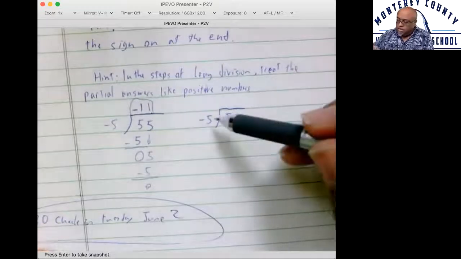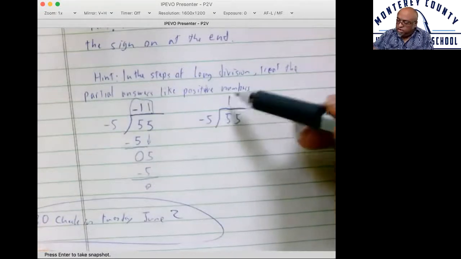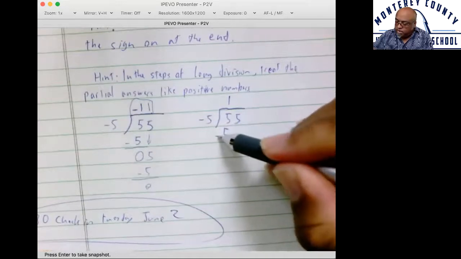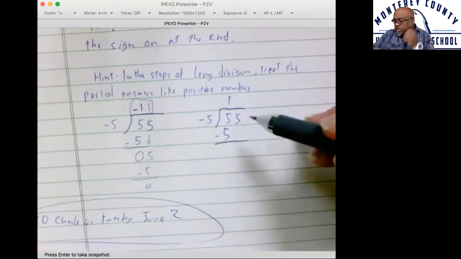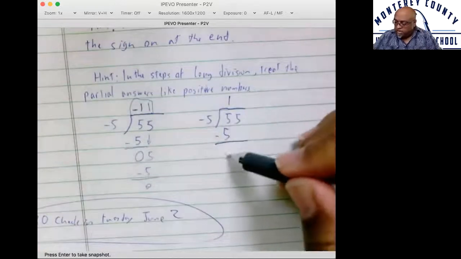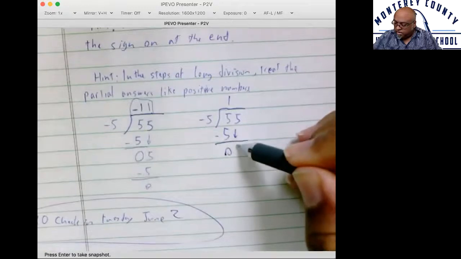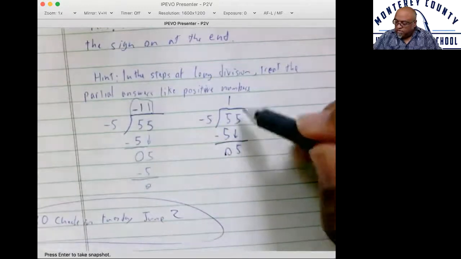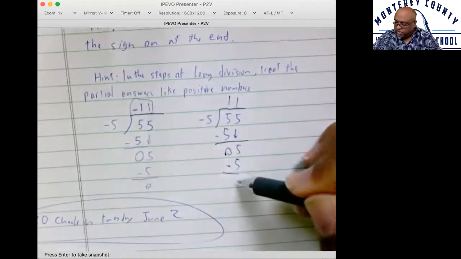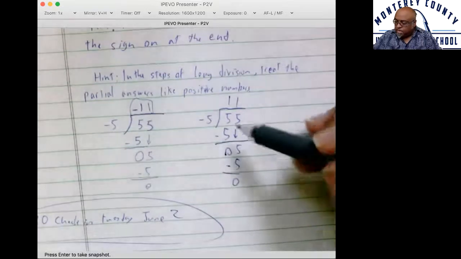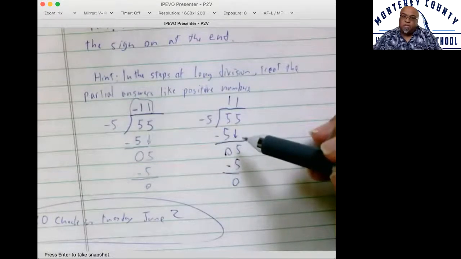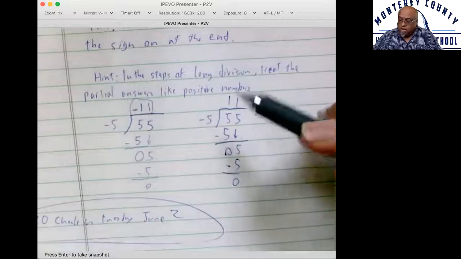Negative 5 fits into 5 one time. 1 times 5 is 5. I'm ignoring the negative sign for now, but I am subtracting. Don't get confused with subtraction and negative. 5 minus 5 is 0. Bring down the next 5. 5 fits into 5 one more time. 1 times 5 is 5. 5 minus 5 is 0. So my problem is canceled, meaning that it's done. That's all I mean when we say it's canceled.